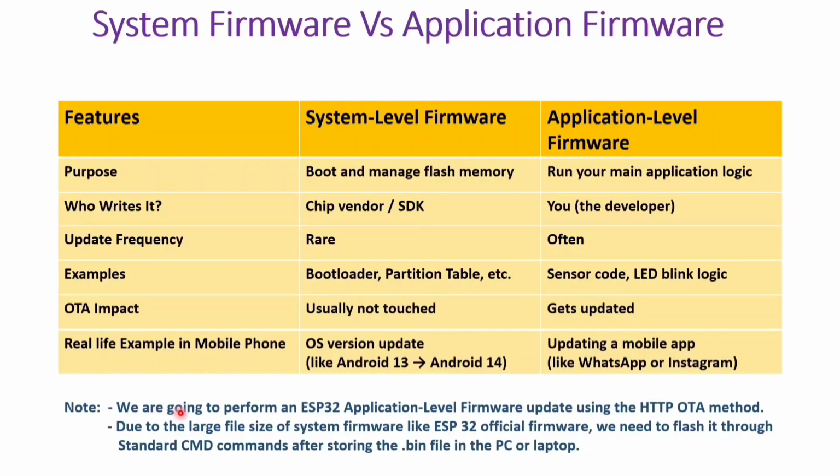Now, one thing you have to note down is that in this practical, we are going to perform ESP32 application level firmware update using the HTTP OTA method. But you can also perform a system level firmware update. If you want to change the system level firmware, first of all, you have to download the file from the official website. You have to store that file on your PC or laptop, and by standard CMD command, you can flash the system firmware inside ESP32.